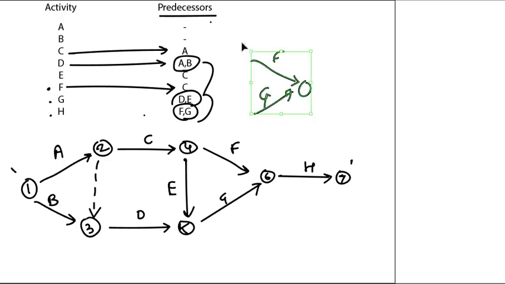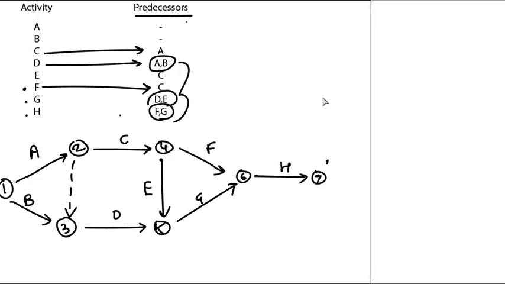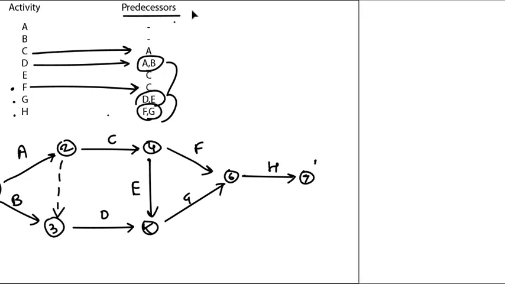Now let's see how to draw activity on node for the same example. I guess this space is enough. I told you that each project network diagram will have one start node and one end node. In activity on node, there will be S, which will indicate the start node. So this is the start node. It's looking like 3.